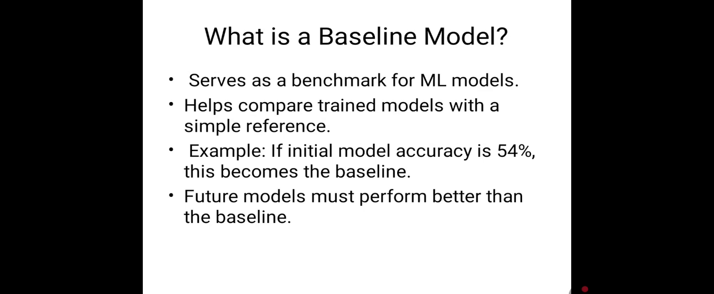It acts as a benchmark which helps us in understanding whether the more advanced models we build later are actually improving or not. For example, suppose after basic pre-processing and training, your initial model gives you an accuracy of 54%. That value becomes your baseline. From that point of view, any new model you create must perform better than 54%. If the performance drops below this value, it indicates that the new approach needs improvement. So the purpose of a baseline model is to provide a clear performance starting point.